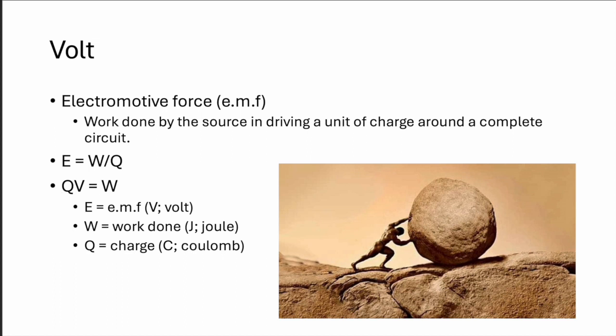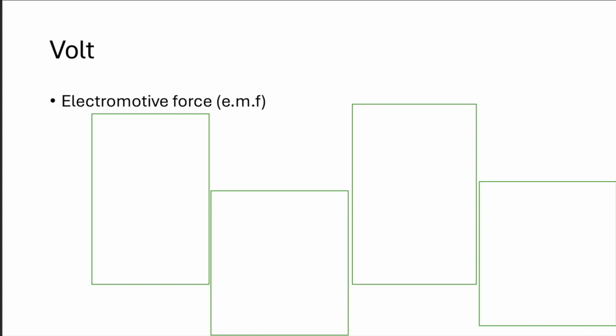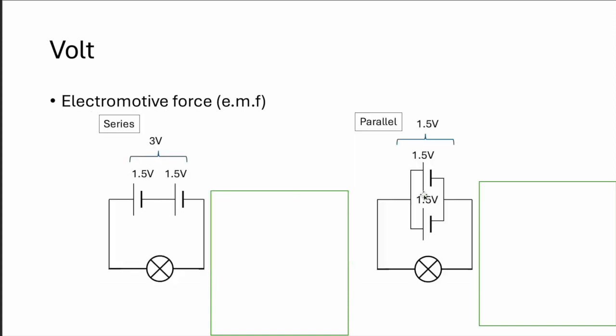Just take note that work done is also known as energy expended, so sometimes W can be changed to E. You've got to be sharp and alert about the nuances of what the situation is asking you and apply accordingly. How you arrange the cells, the batteries, whether in series or in parallel, also affects the total voltage of the circuit.